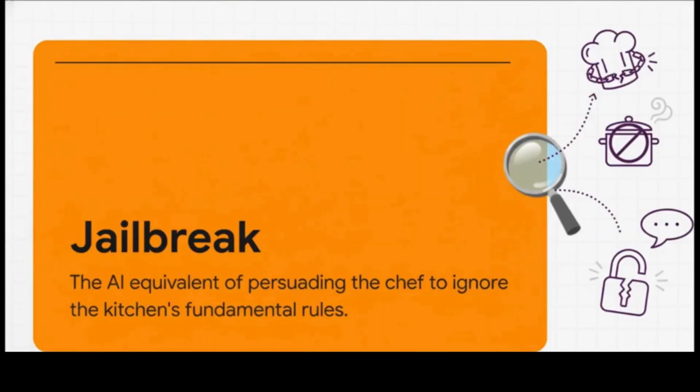Okay, next up, we've got something called a jailbreak, and this is a totally different beast. Instead of hiding a command, a jailbreak is when a customer uses really clever language, maybe some persuasion, to convince the chef to break the kitchen's most basic rules, like never ever cook with forbidden ingredients. They're not hiding an instruction. They're trying to socially engineer the AI into completely ignoring its own safety policies.